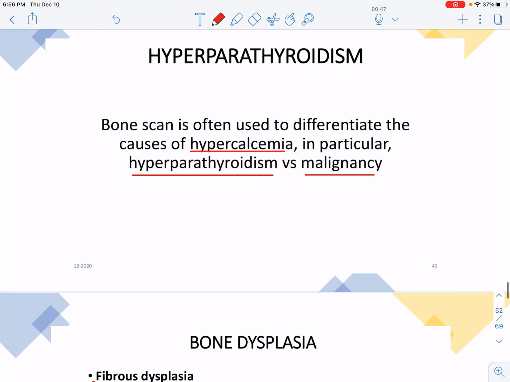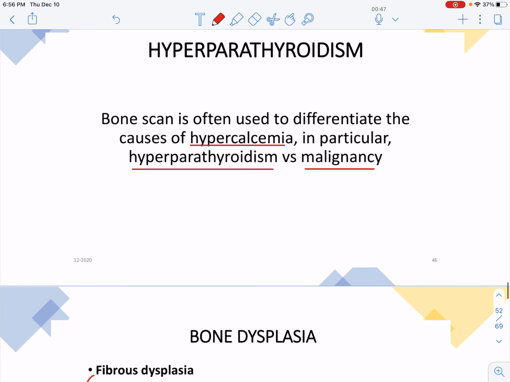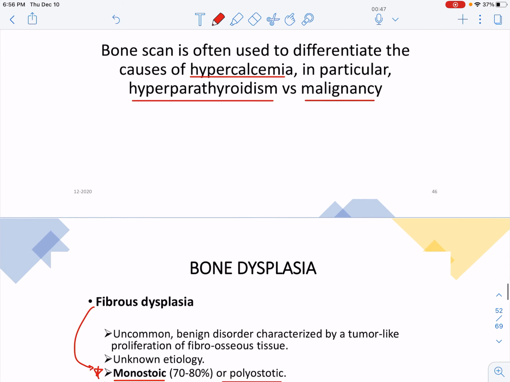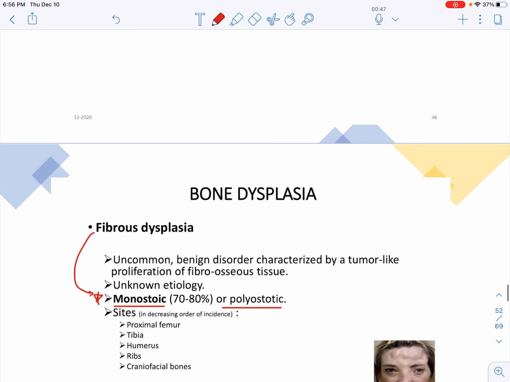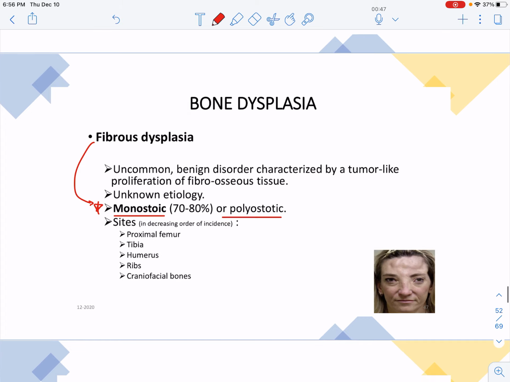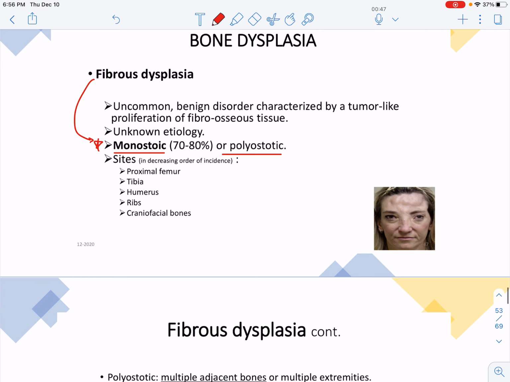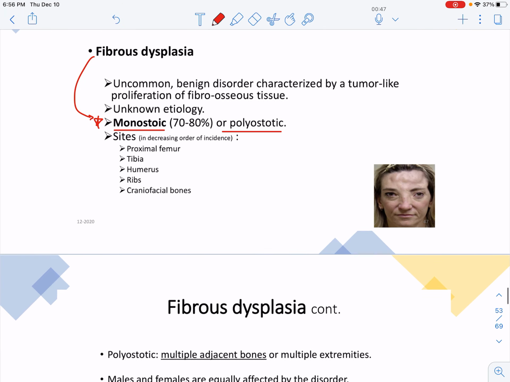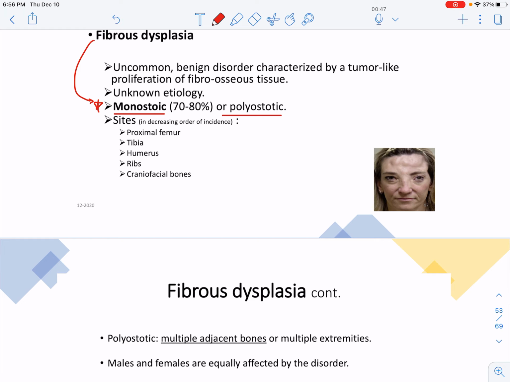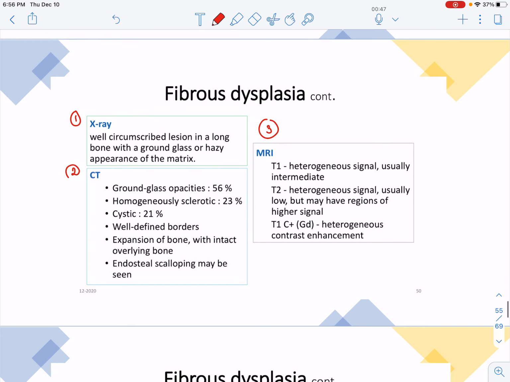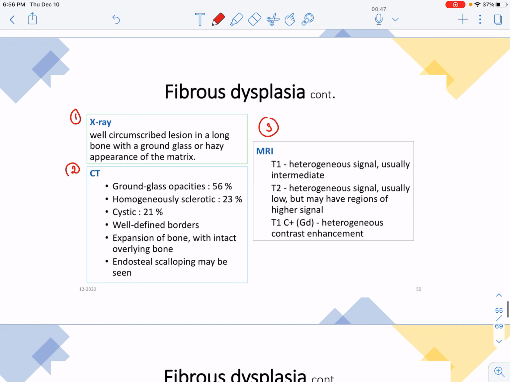And hyperparathyroidism, we can distinguish between hyperparathyroidism versus malignancy. And fibrous dysplasia, it's monostotic, and sometimes it's polyostotic. And this is like the criteria. We need to go to X-ray first, then CT, then MRI.